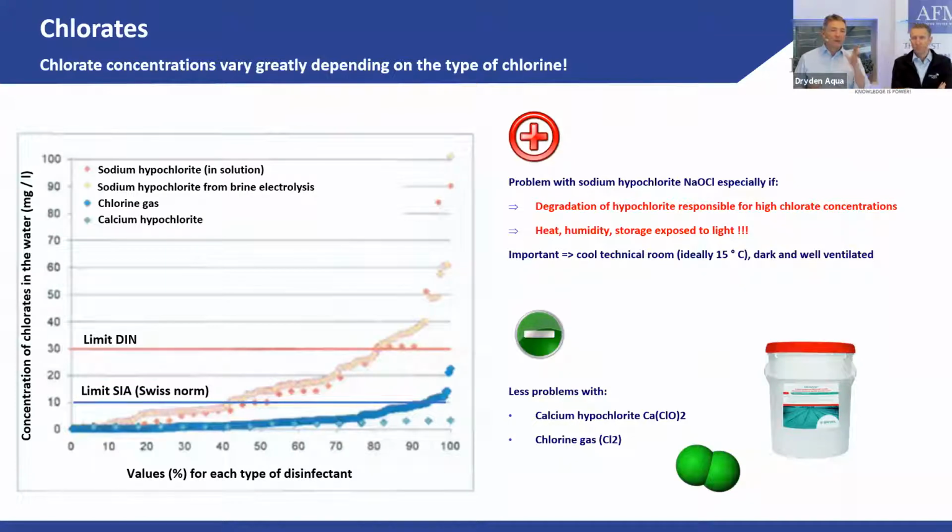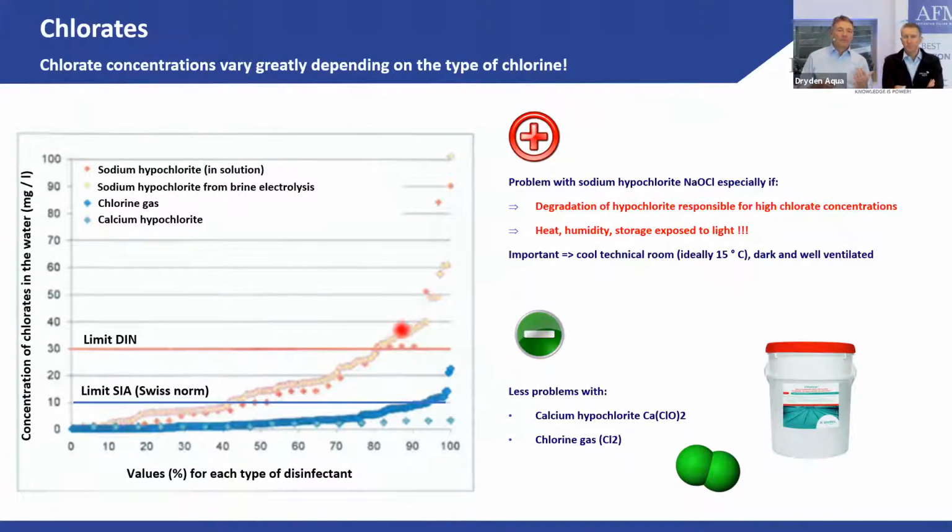This graph comes from an article in the German reports, where the team makes a lot of analysis. Here, what they tested is liquid sodium hypochlorite in solution and sodium hypochlorite from brine electrolysis, and each of these is a pool. Then you have blue for chlorine gas, and light blue for calcium hypochlorite. Each of them was a pool which they tested, with different tests on different pools.